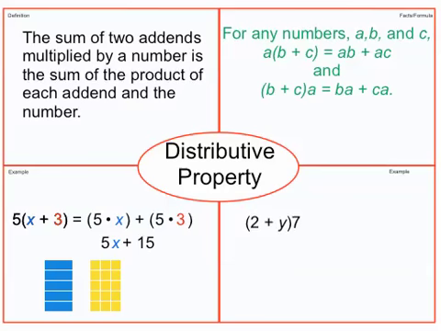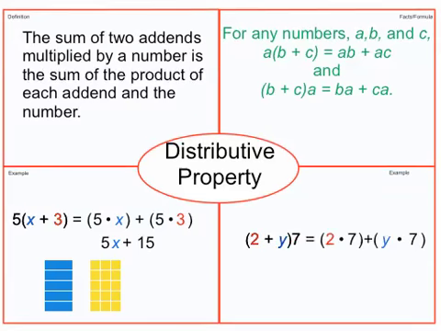So going through the same steps, we'll go ahead and color code those. So we're going to do 2 times 7 plus y times 7. And when you do that, you get 14 plus 7y.